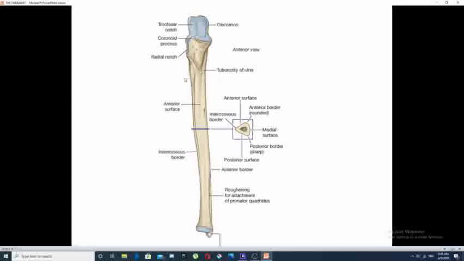mainly composed of compact bone, and the lower part, which is the narrow part of the ulna, or called the distal ulna.